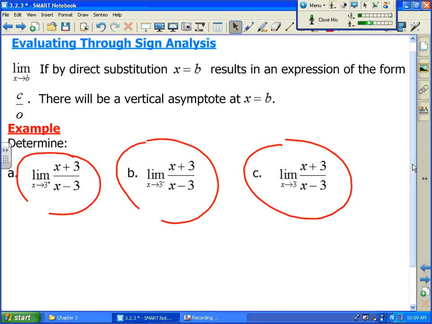Now, if you were to use direct substitution, if I plug in 3, I'm going to get 6 over 0 in my numerator and denominator. So that's a situation where you've got c over 0. C in this case happens to be 6. It doesn't matter what c is. What matters is you have a 0 in the denominator. So we can't use direct substitution. So let's use sign analysis.